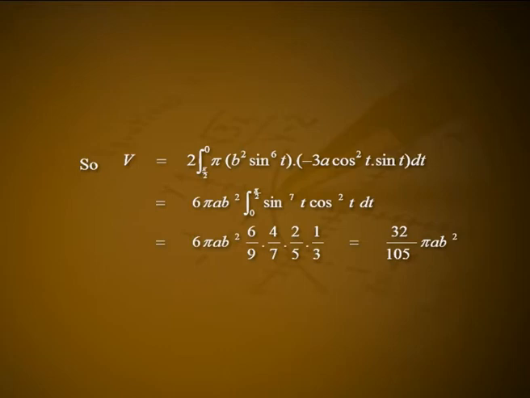times ∫ from 0 to π/2 of sin⁷t cos²t dt, that is equal to 6π a b² × (6/9) × (4/7) × (2/5) × (1/3), that is equal to 32/105 π a b².